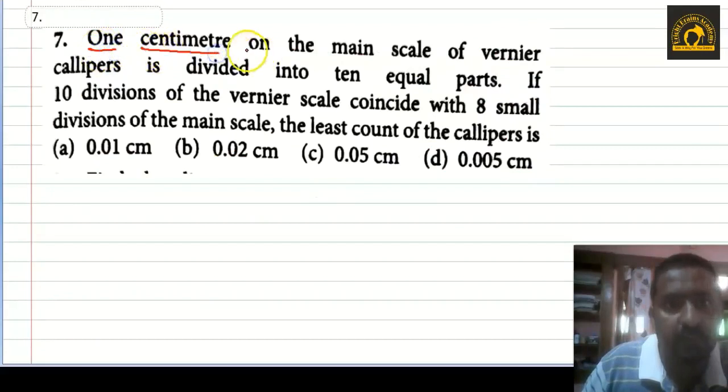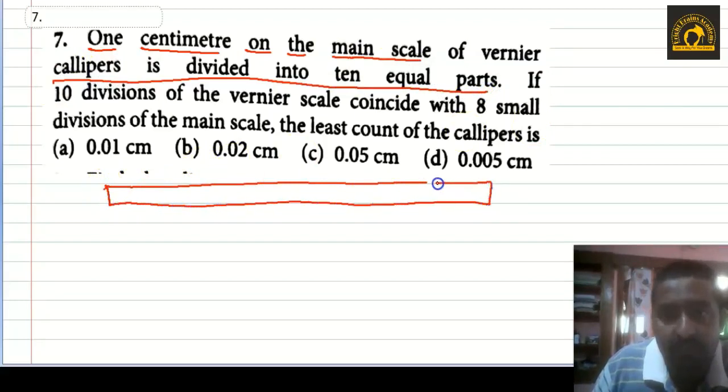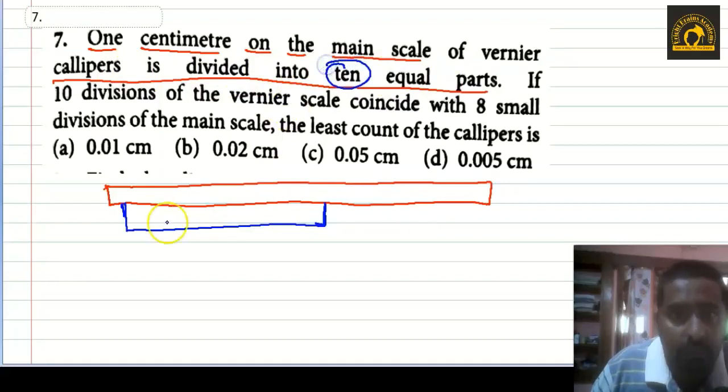1 centimeter on the main scale of the vernier scale is divided into 10 equal parts. So let's see the solution. This is the main scale. This is the vernier scale. The vernier scale is divided into 10 equal parts: 1, 2, 3, 4, 5, 6, 7, 8, 9, 10. Okay, so this is 10 equal parts.